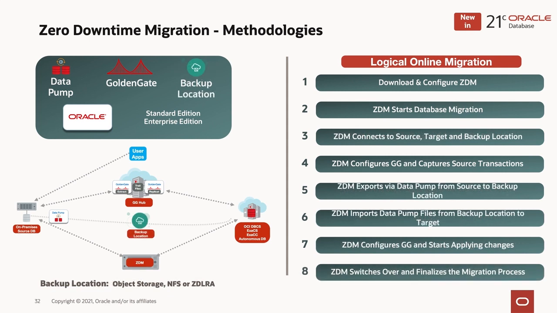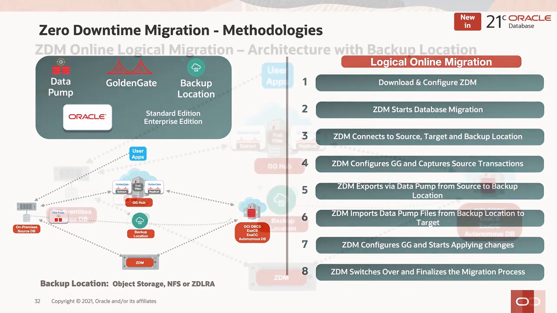Finally, we have the logical online migration with a backup location. This methodology, of course, uses a backup location and a GoldenGate Hub that has two microservices, one acting as an extract and the other one acting as a replicat. Now, the next set of slides are going to be talking about each one of the steps in more detail. So I'm going to move on and continue with the presentation and talk specifically about this migration methodology in each one of the slides to come, so we can go in depth in each one of the steps.